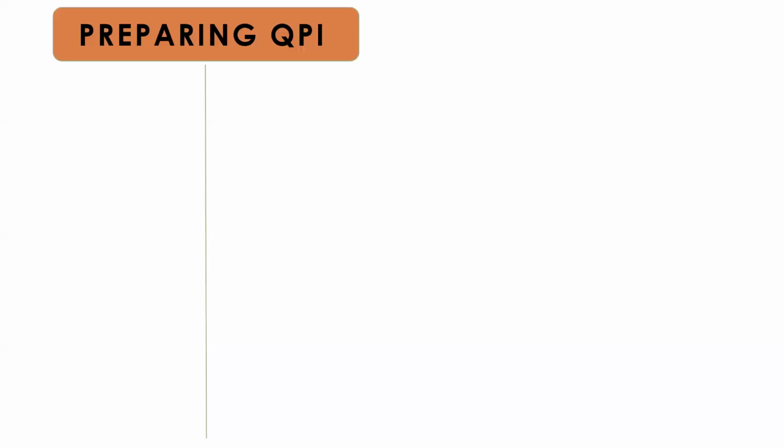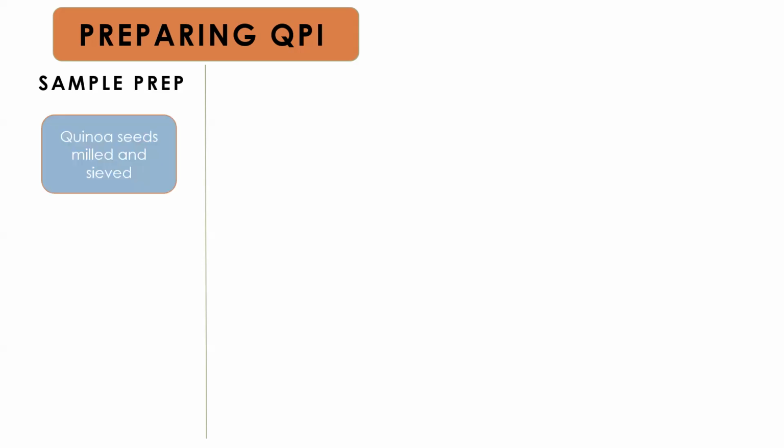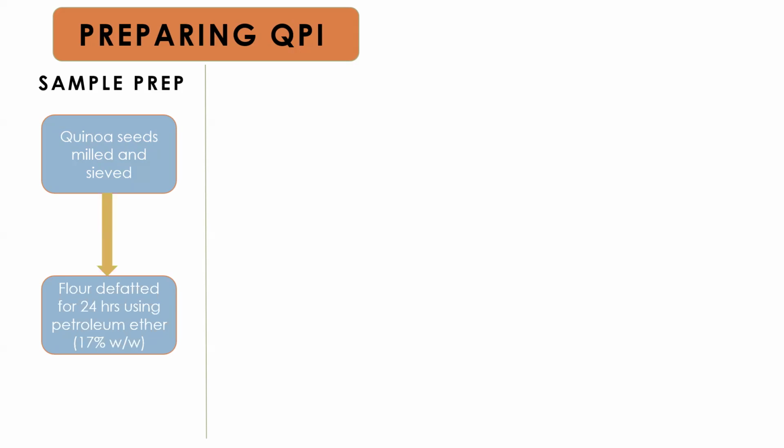So to get started, preparing the QPI, they first had a little bit of sample prep, which included milling and sieving the seeds, followed by defatting using a 24-hour Soxhlet method with petroleum ether. And as we have learned in class, defatting is important in order to have an increased efficiency of protein extraction.